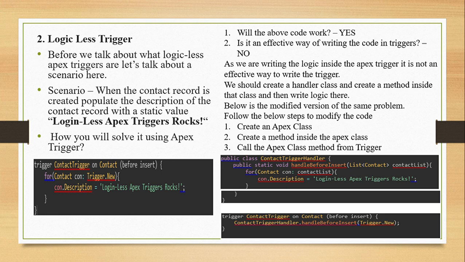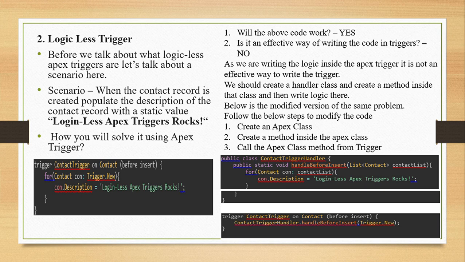Logicless trigger. Before we talk about what a logicless Apex trigger is, let's talk about a scenario. Scenario number one: when a contact record is created, populate the description of the contact record with a static value, that is, "Logicless Apex trigger rocks." How will you solve it using an Apex trigger?